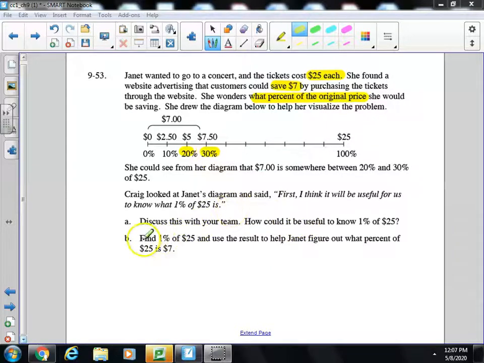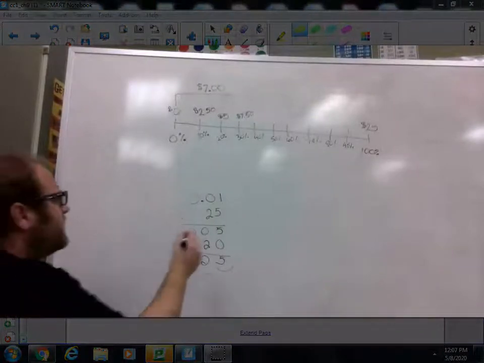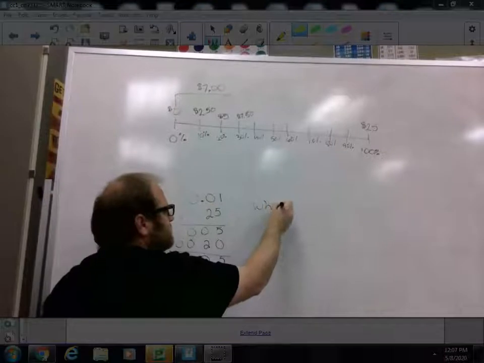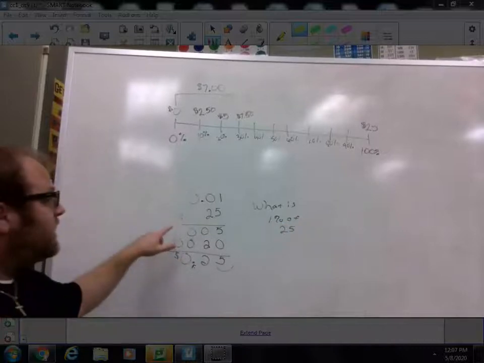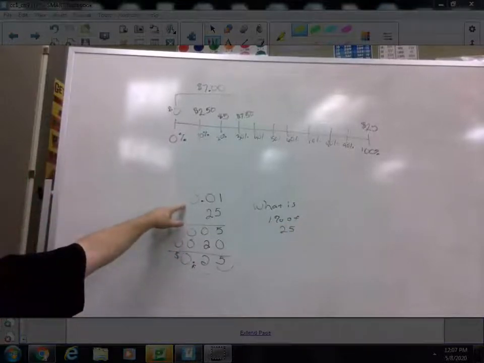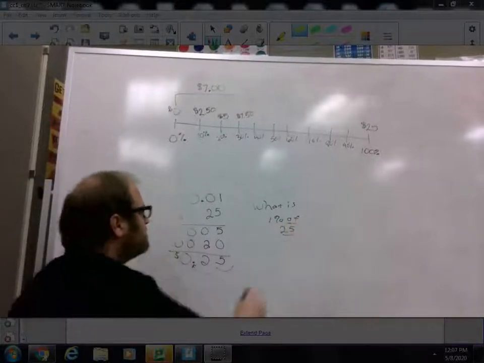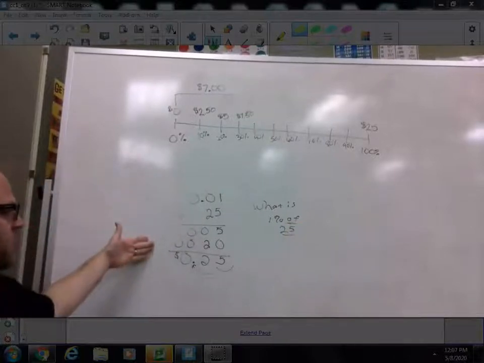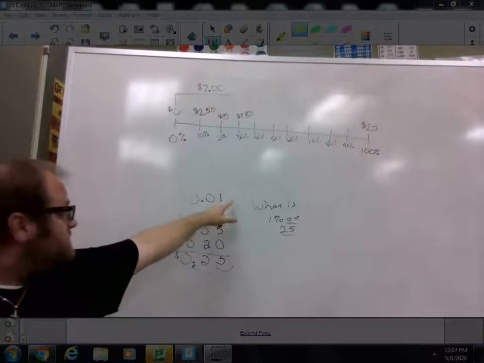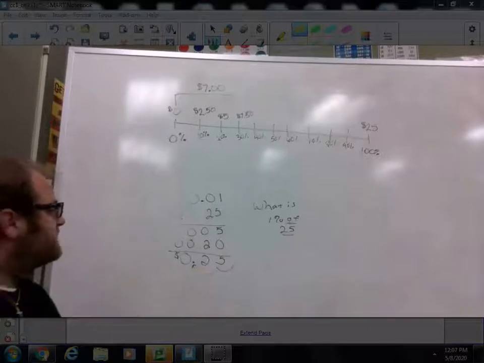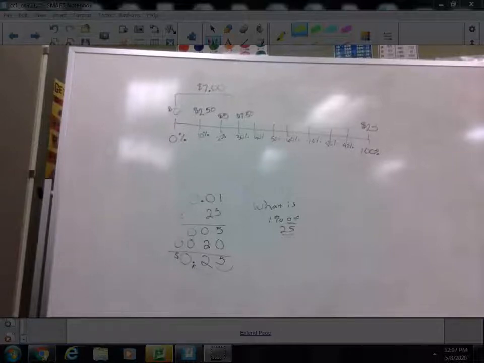So question B said find 1% of $25. So if you look over here, we want to know what is 1% of $25. Remember that 1% as a decimal is 1 out of 100. And the word "of" means that we're going to multiply by this number, so we're going to multiply by 25. Here's your multiplication process. Remember to move your decimal 2 places to the left because our decimal is 2 places to the left here. And we found out that our answer would be 25 cents. So 25 cents is 1% of $25.